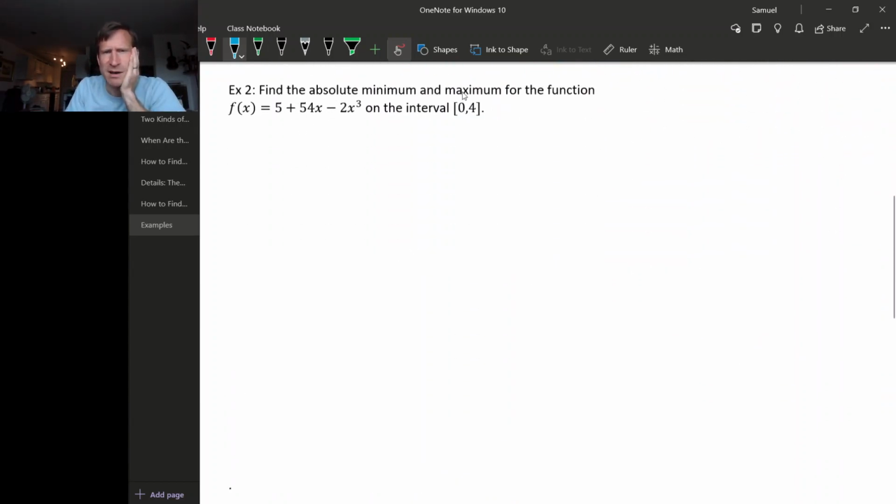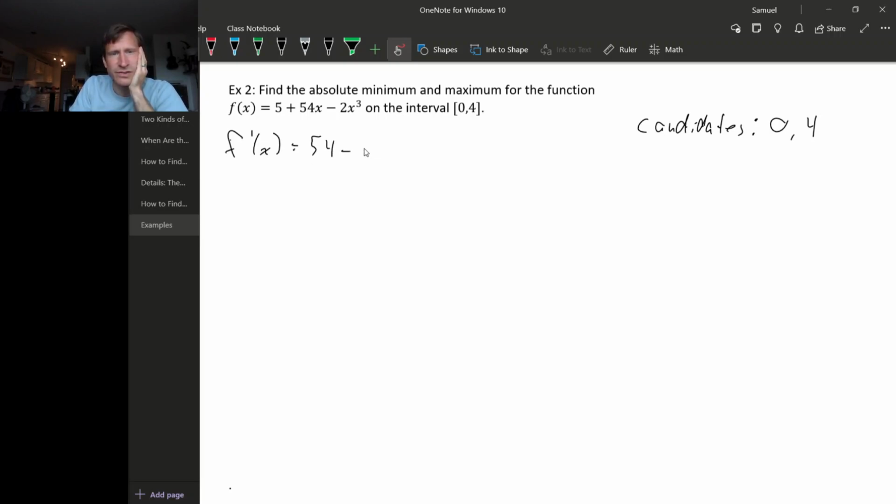How about this one? So find absolute minimums and maximums for this function on the interval from 0 to 4. So remember, we need a list of candidates. And always the endpoints are on our list of candidates. Now we need to find critical numbers. So let's take a derivative. We get 54 minus 6x squared. Now this is defined everywhere, so there are no critical points coming from the derivative being undefined.